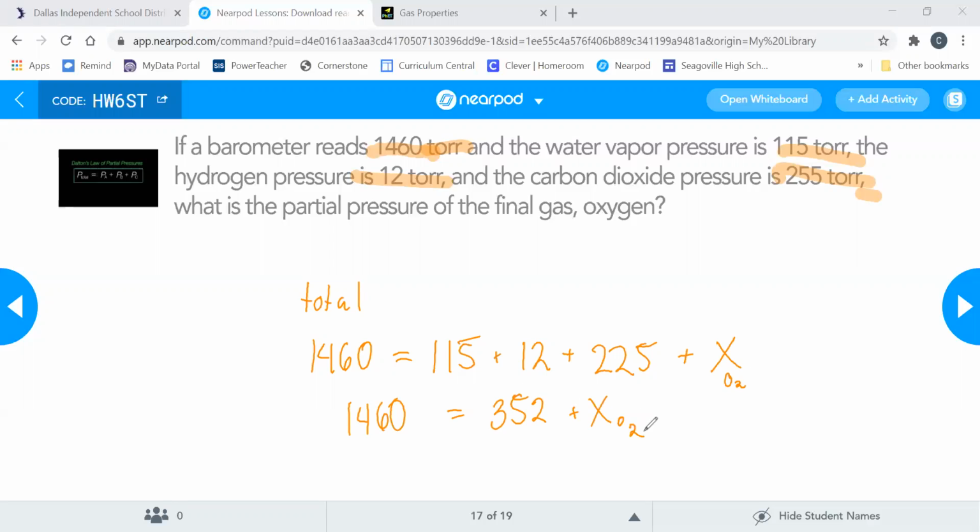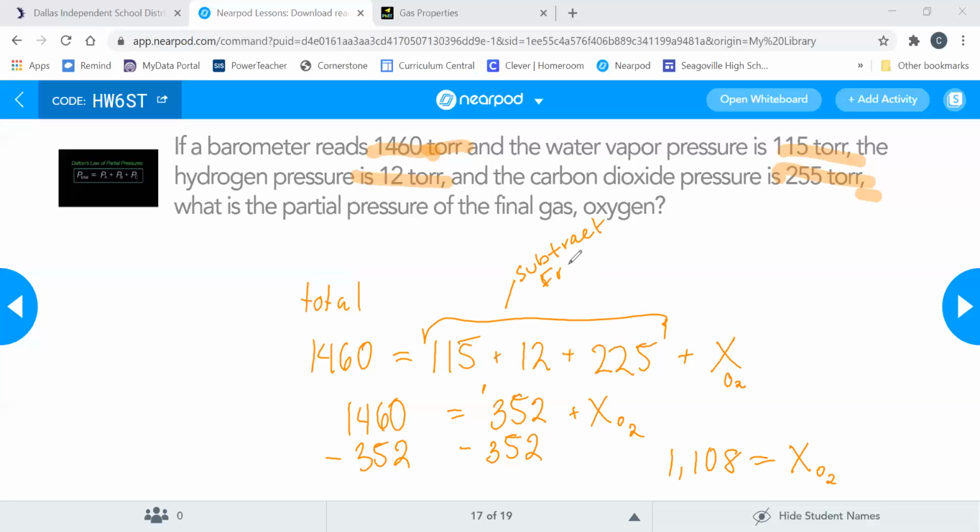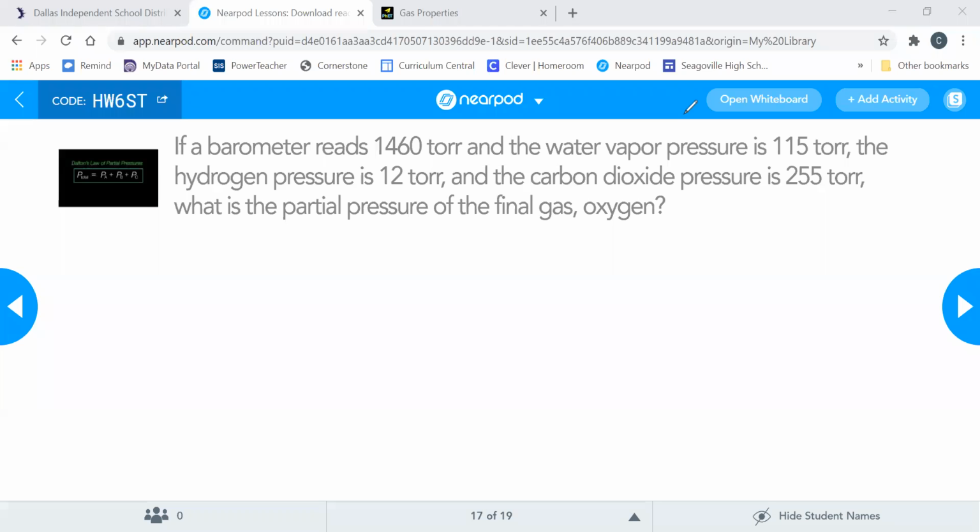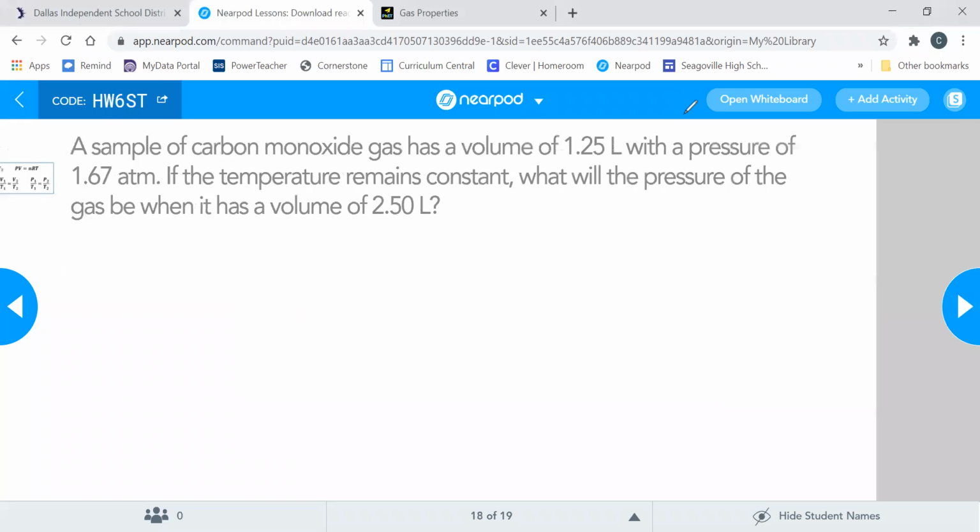1460 minus 352. And then I get my answer, which is 1108. And that's it. All you have to do is add them together and then subtract what you got from the total. This is what you subtract from the total. And that's how you get the last one. Okay, next. This is the last one.